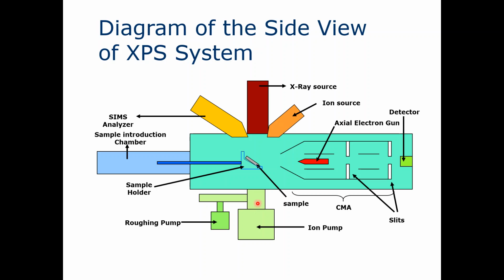We have the pumping system with the ion pump. The ion pump normally produces ultra high vacuum, and this is an axial electron gun, and the part from this place up to this part is called the CMA, and these are the two slits. And here in the last we have the detectors. So this is the side view of the XPS system. It's for easy understanding of how simple it is and how easily we can operate the XPS instrument.